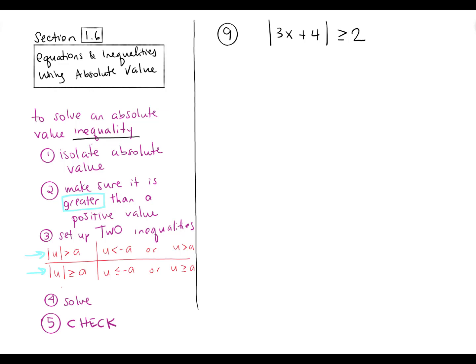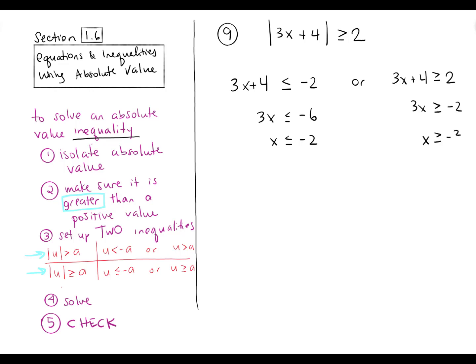Now this one actually makes two inequalities. The first one is 3x plus 4, and we're going to go ahead and switch the symbol and switch the sign. And then the other one says or, and then we're going to write this the way it looks, keeping the symbol and the sign. Subtracting 4 from both sides, we get 3x is less than or equal to negative 6, so x is less than or equal to negative 2. Subtracting 4 from both sides here, we get 3x is greater than or equal to negative 2, so you get x is greater than or equal to negative 2/3.